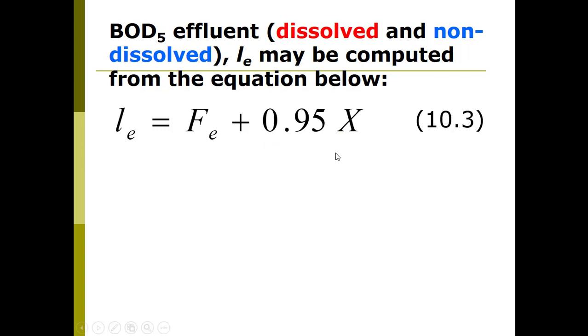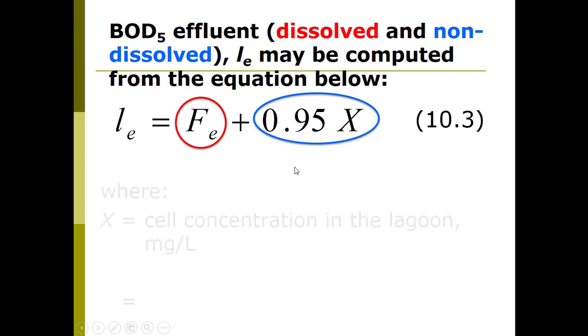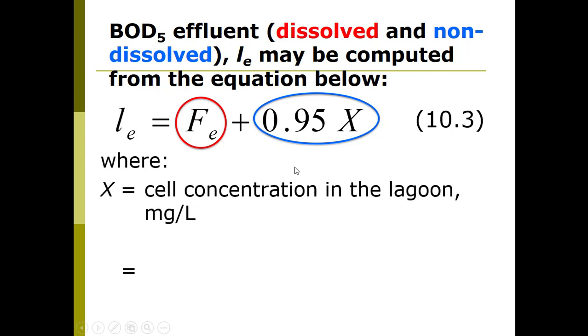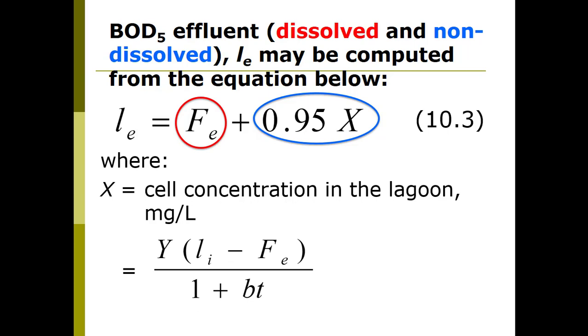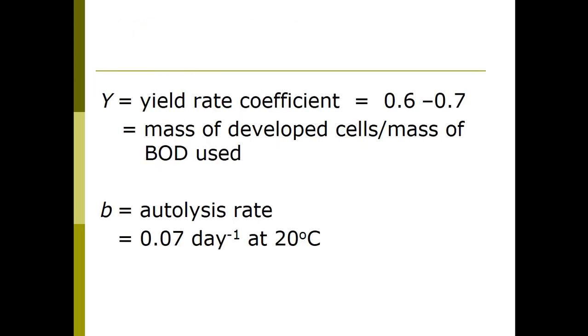So what is X? X is the undissolved or non-dissolved organics. As you can see, the red color represents the dissolved and the blue color represents the non-dissolved. X is the cell concentration in the lagoon, or in other words, the suspended solids. X can be calculated by the following equation: Y times Li minus Fe over 1 plus Bt.